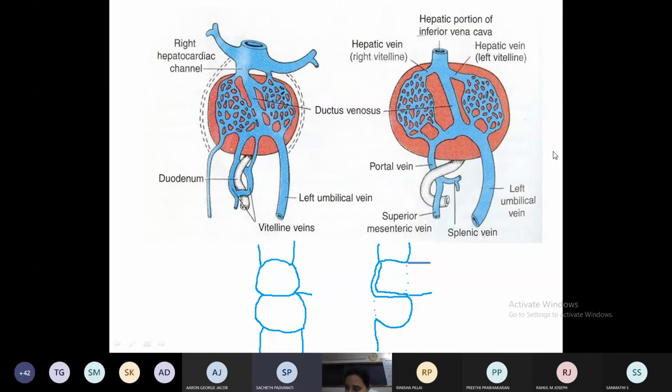Superior mesenteric vein formation: the superior mesenteric vein and the splenic vein. This is the splenic vein, which opens opposite the middle dorsal anastomosis. It opens separately. Later some parts will disappear.